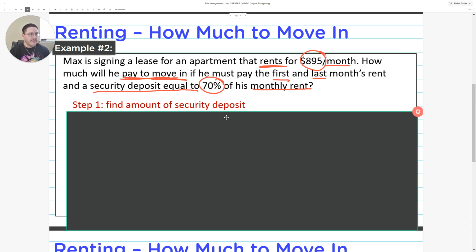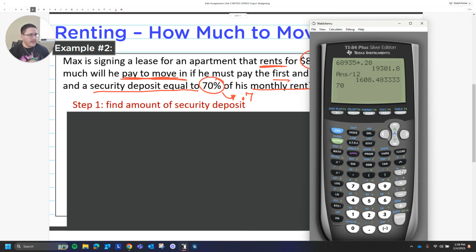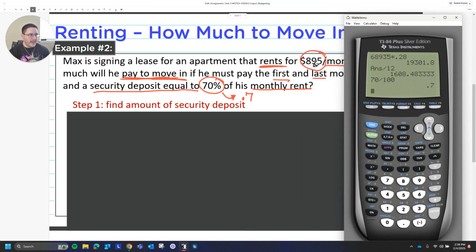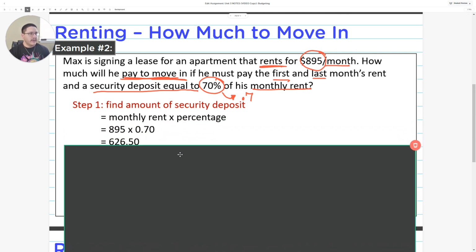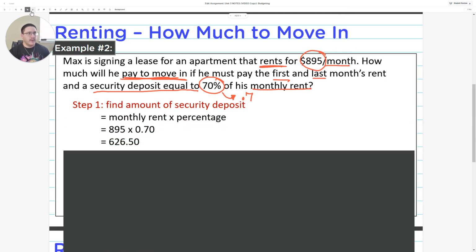So we're going to use $895 and 70% in our calculation. However, 70% needs to be changed to its decimal form, which will be 0.7. Again, you can move the decimal point to the left twice, or you can also divide it by 100. Either way, you will get 0.7 as its decimal form. So now we're going to multiply 0.7 with the rent, 895 times 0.7. Rounded to 2 decimal places, this is 626.50. So again, this is the security deposit that we just found.